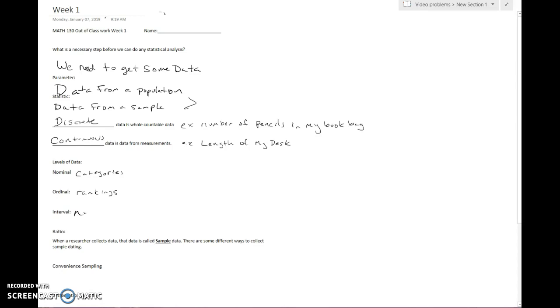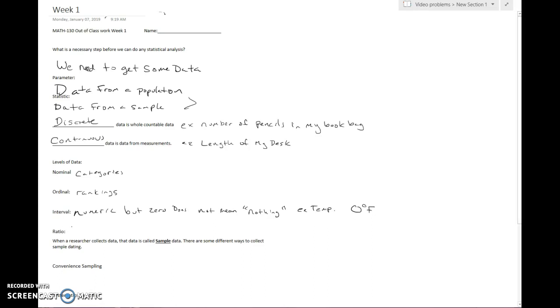Interval data is numeric data, but 0 does not mean nothing. And I want to talk about what that means. Something where 0 does not mean nothing. The best example of this is temperature. Because when you see that something is 0 degrees Fahrenheit outside, does that mean that there is no temperature? No, that just means that 0 is this arbitrary measurement.